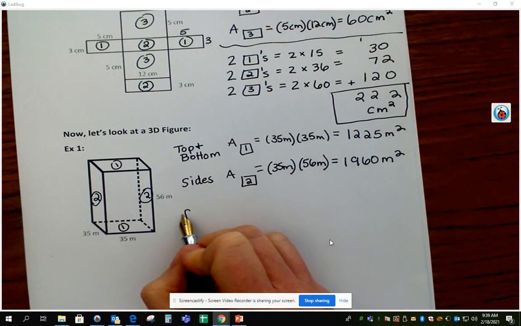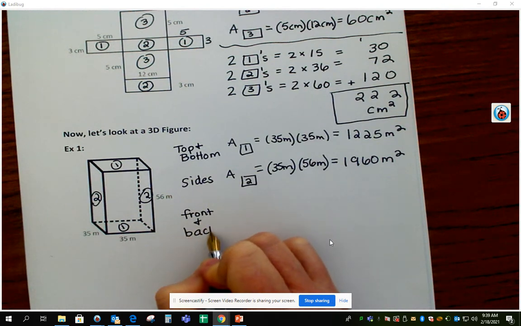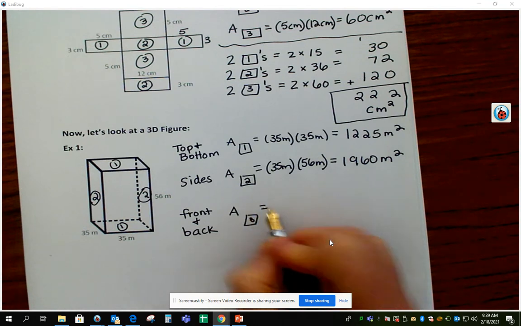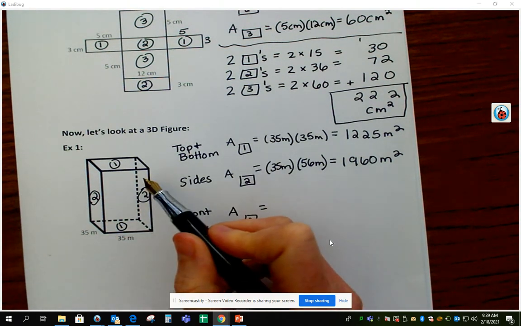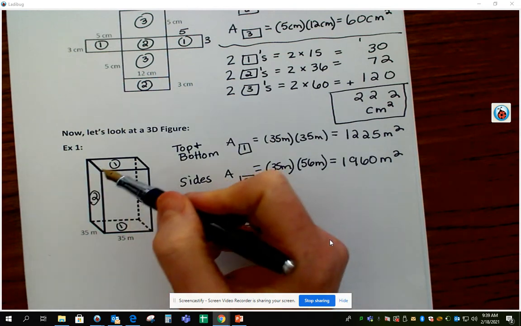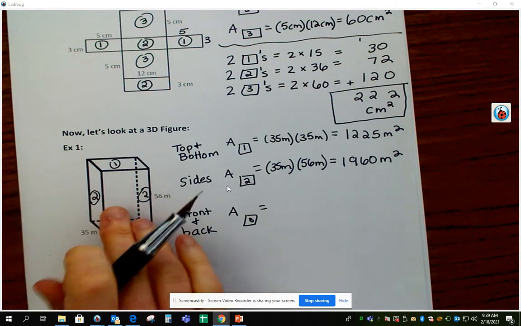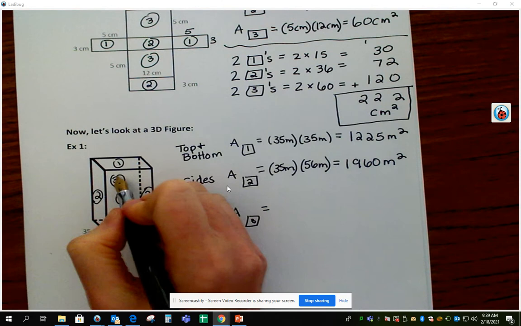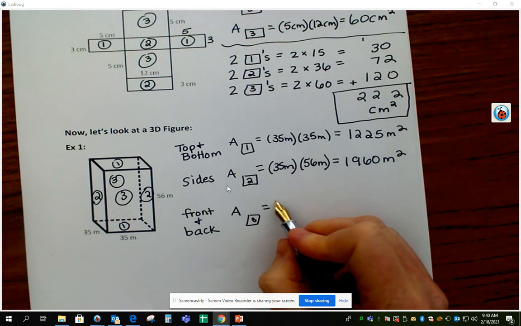All right, so now I'm left with the front and the back of my box. I'm going to label that front and back. And that's going to be the third type. Okay, and if I look, 35 by 56, it's the same as the sides. Now, it won't always be, but this one happened to be the same. So type 3, front and back surface, are also 35 by 56.